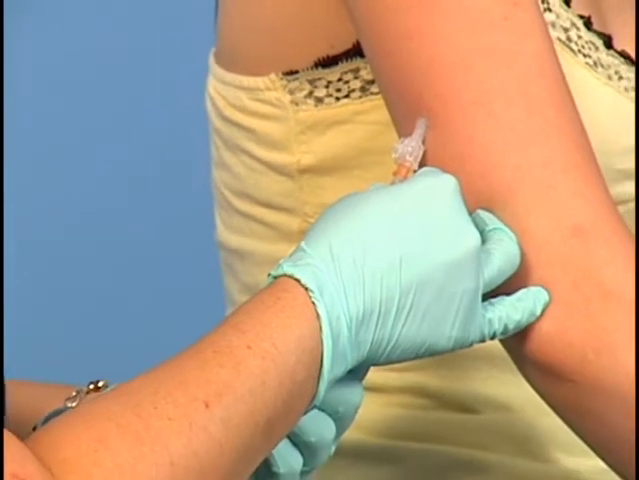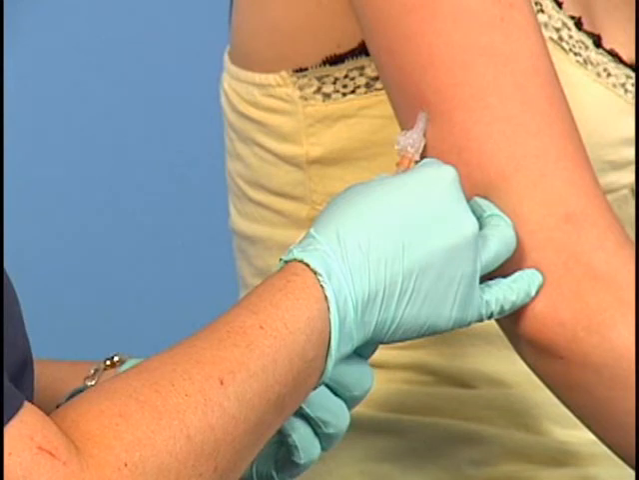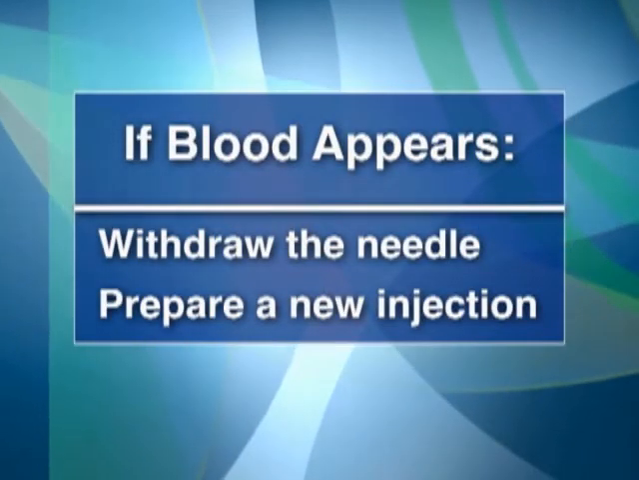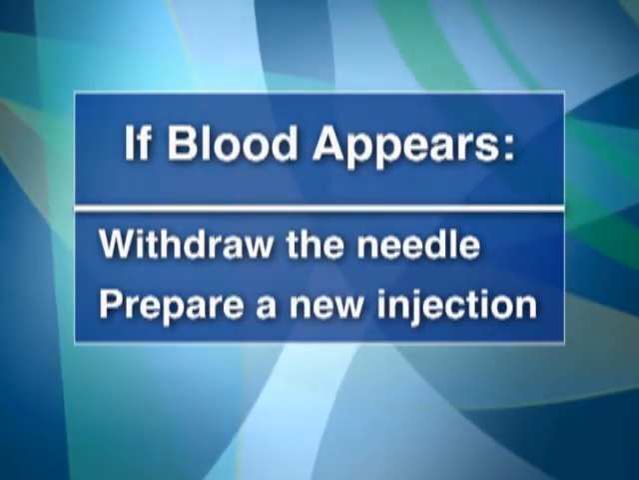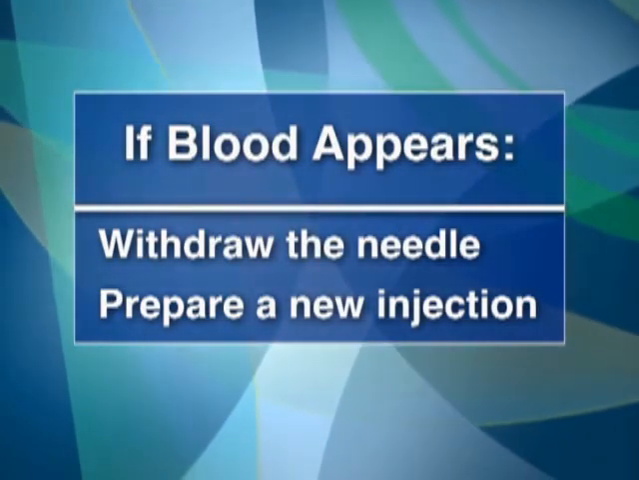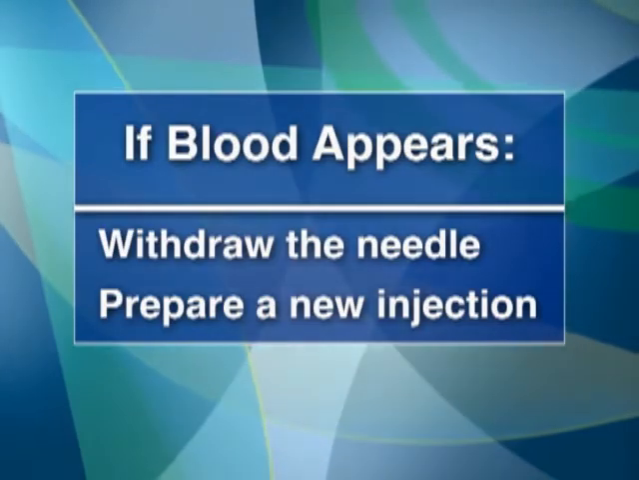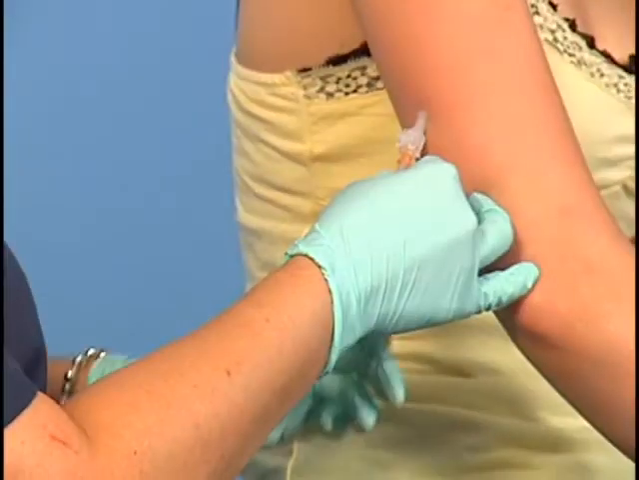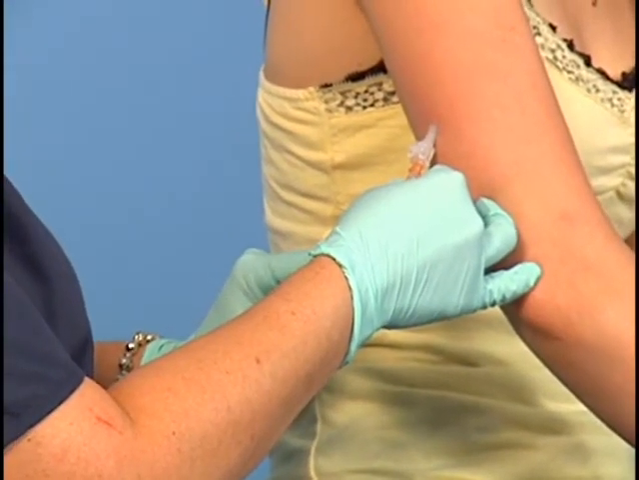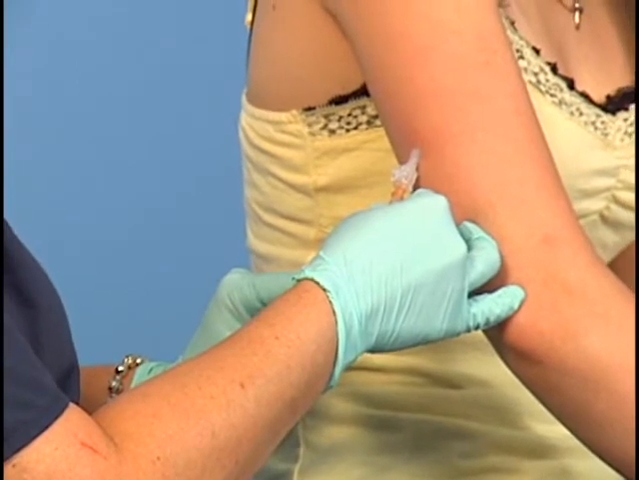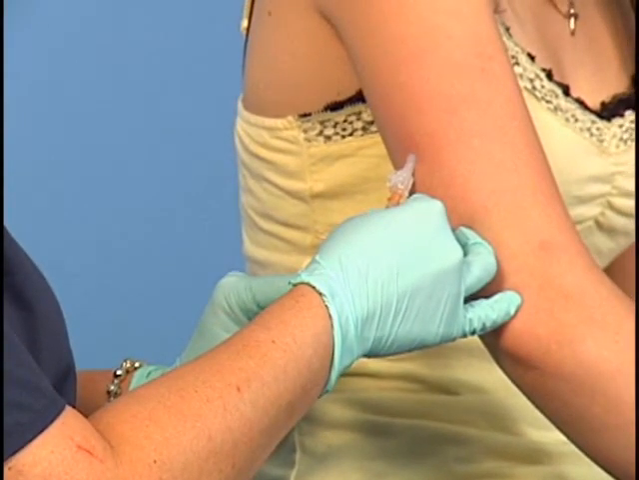Hold the syringe steady and pull back gently on the plunger to determine whether the needle is in a blood vessel. If this is the case, blood would appear in the syringe. If blood appears, withdraw the needle, prepare a new injection, and begin again. Inject the medication slowly and steadily by depressing the plunger. Avoid rapid injection, as this can create pressure which destroys tissue and leads to patient discomfort.